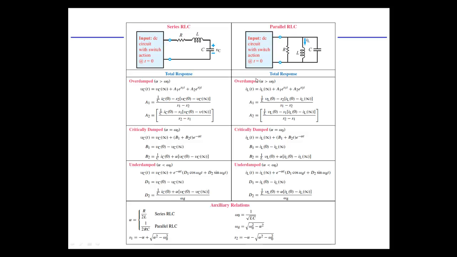Now, these are the general form solutions. This is the total response, which means it includes the possibility of a forced response as well as a natural response. These are the equations that we get. You'll recognize these equations from what we had before. Let's take the series RLC. This is the equation for the voltage across the capacitor as a function of time, and you see what A1 and A2 are.